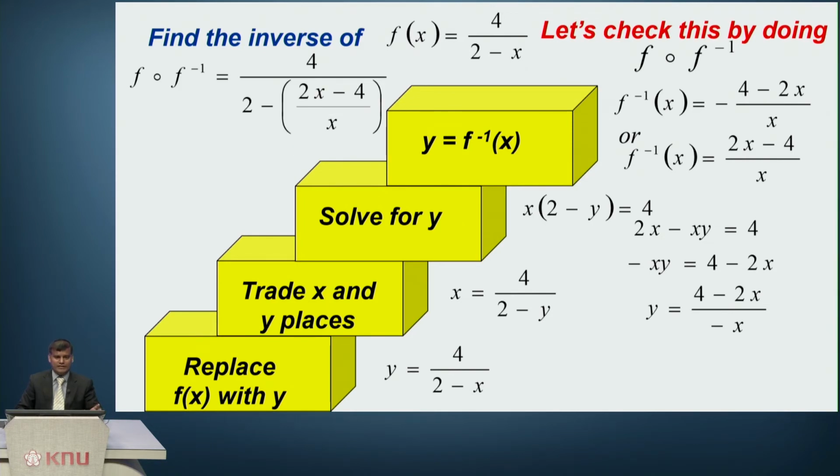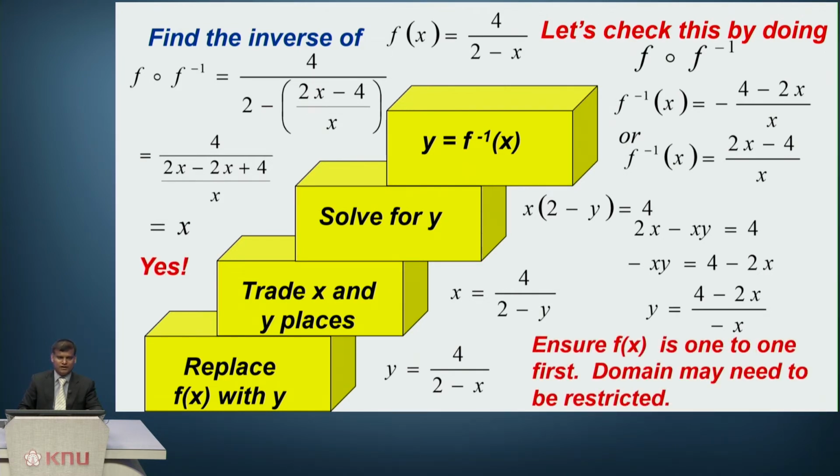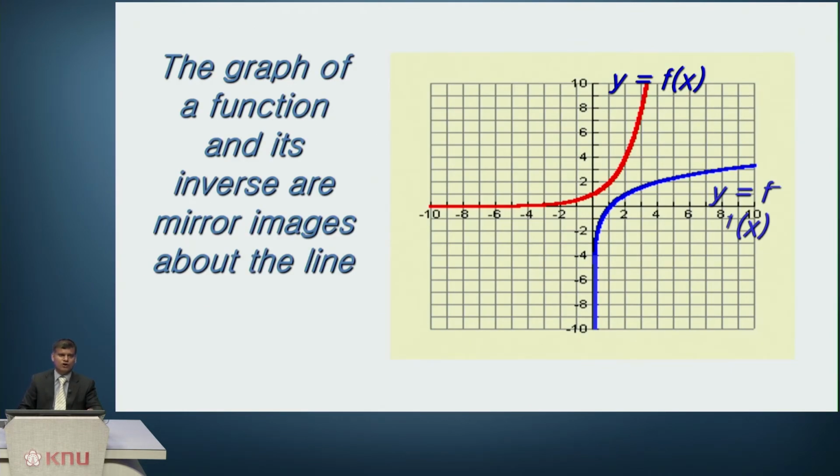As we have just seen the composition part, f composition of f inverse would be interesting for us to see its results as well. If you want to have this composition of these 2 functions, it would yield x. That is what we saw in the previous slides where we talked about the compositions. As f of x is 1 to 1, first we can see that, and the domain may need to be restricted there. The graph of a function and its inverse are mirror images about the line.